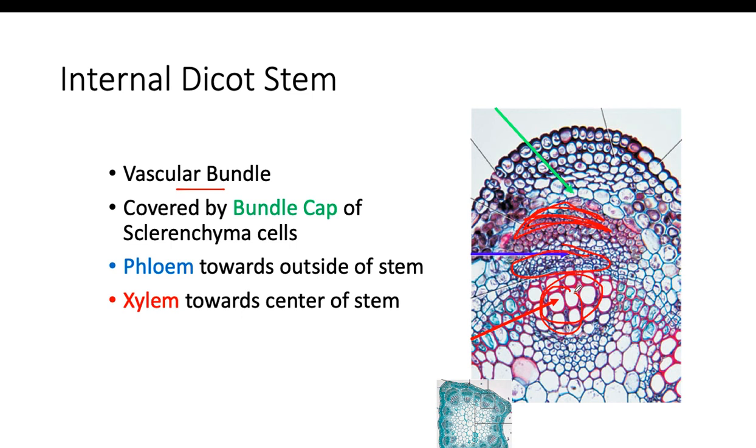So those would be the things to identify. So this whole acorn structure would basically be a vascular bundle. The cap will be the bundle cap with the phloem and then the xylem toward the center. And then this is pith. And there's the epidermis, this layer right here.